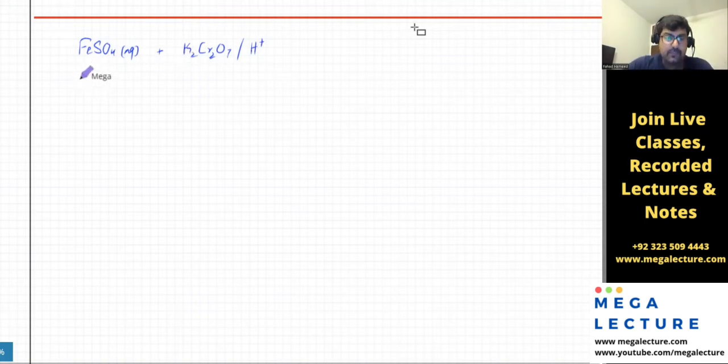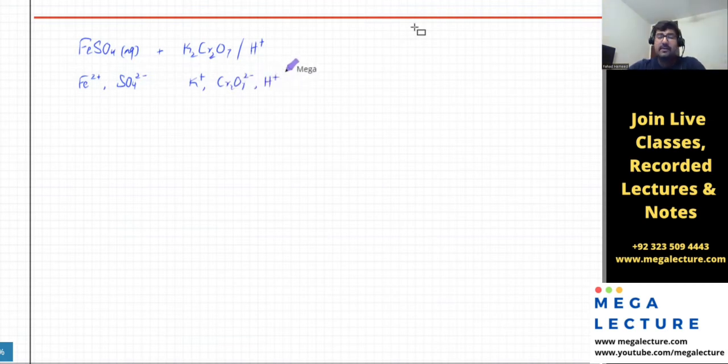So who are your ions in this case? You've got Fe2 plus. You've got SO4, which is 2 minus. You've got K plus 1. So you've got Cr2O7 2 minus. And you've got acidified, which is H plus 1, right? So now you've got a lot of things. Fe2 plus. So I'm going to open the data booklet, figure out what happens to Fe2 plus.